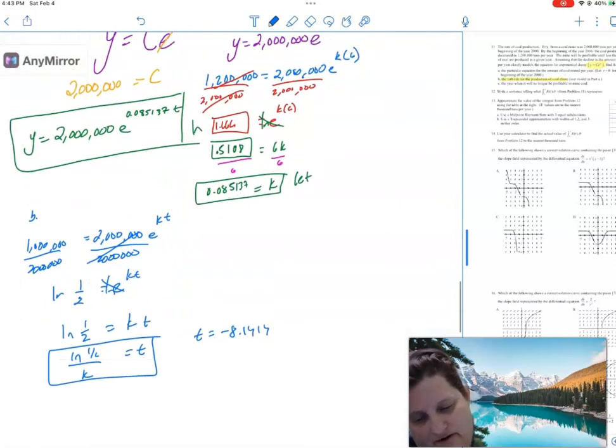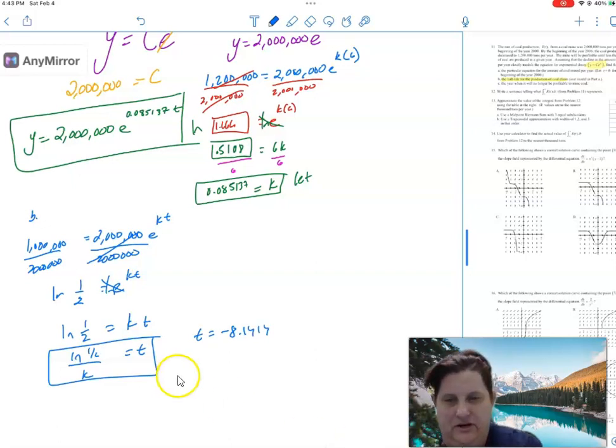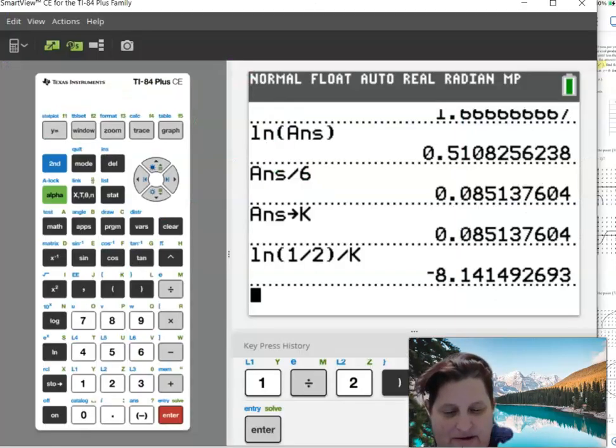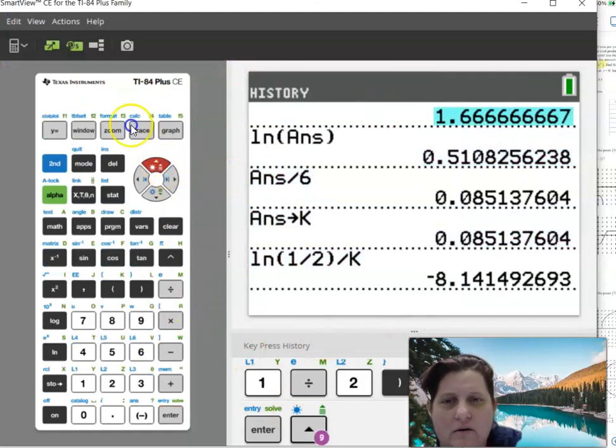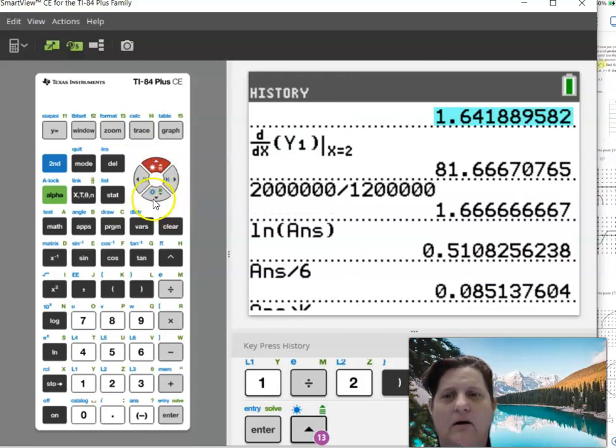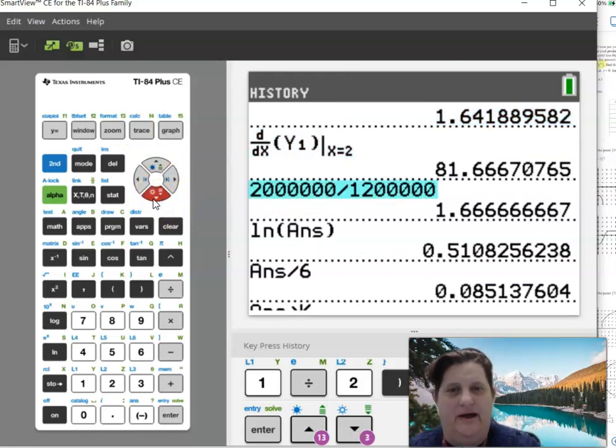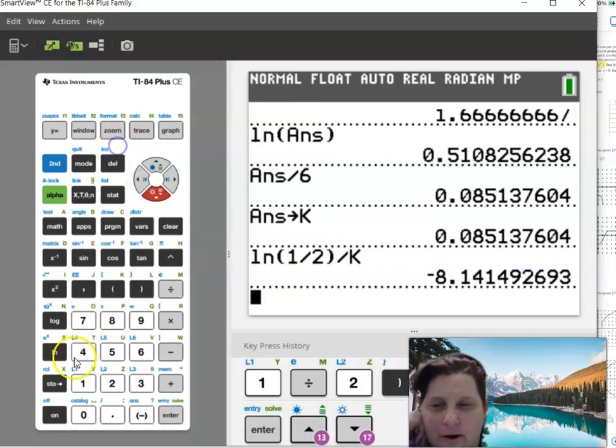K should have been a negative number because it's decreasing. I'm going to get a negative number for that. Let's go back and check. Oh, I know why. Because, like, oh no, did I do this whole thing wrong? No. Oh, flux. I divided 2 million by 120. Hopefully it's just a negative of that, but I definitely did this whole thing wrong. All right, let's see.